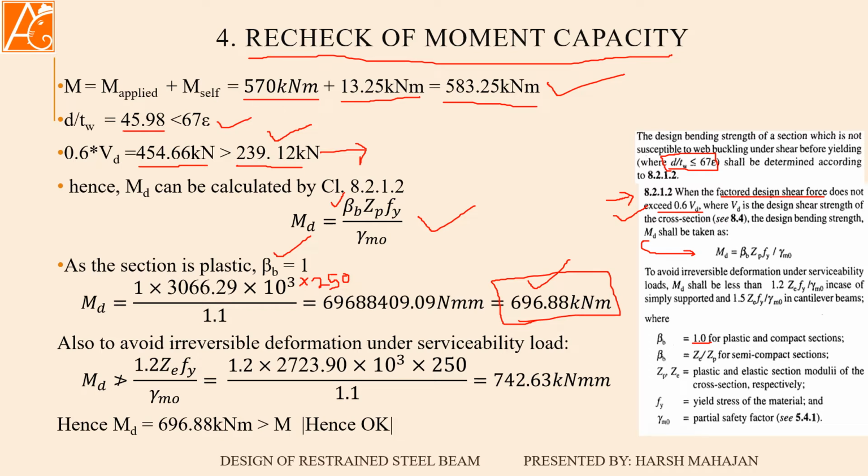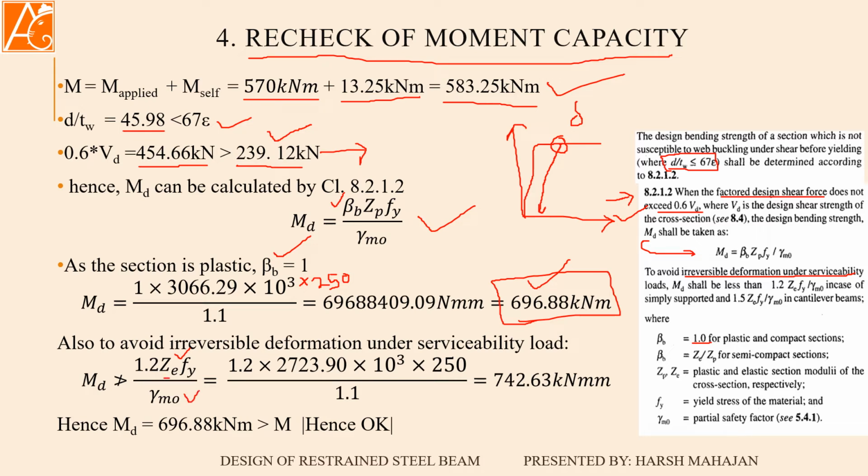And also there is one more condition, to avoid irreversible deformation under serviceability load. If we see the stress versus strain curve of a mild steel, there is a straight line like this and then some plastic section. If our material reaches this section and the load is removed, there is a concept known as strain hardening, so some deflection occurs due to the portion which is in the plastic zone. To avoid this, the code limits our MD to 1.2 ZE into Fy by gamma m0.